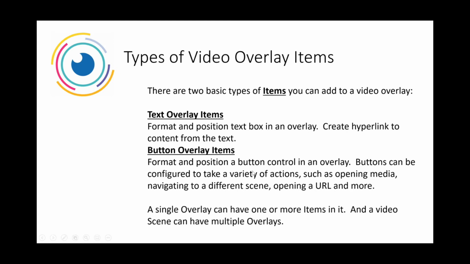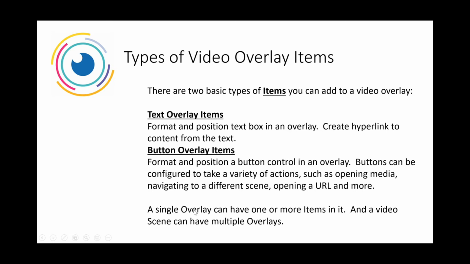With a text box, you can format and position the text box anywhere you want, and you can create hyperlinks inside the text box to another URL, another website. Then the other type, which is a bit more powerful, is the button overlay. Again, you can format and position the button overlay anywhere on the screen, and buttons can be configured to take a variety of actions, such as opening another piece of media, navigating to a different scene, opening a URL, and much more.